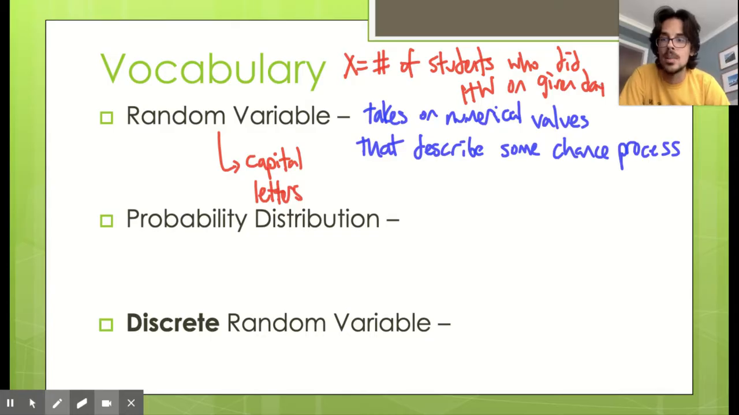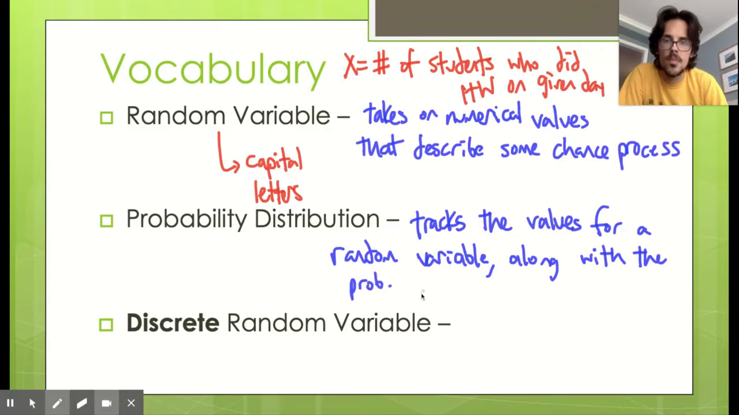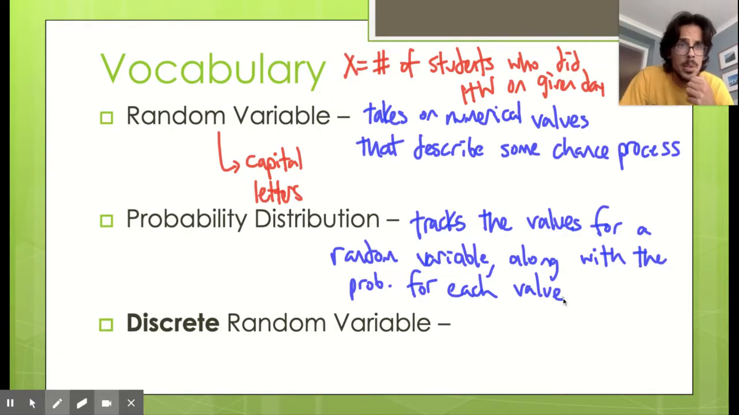That is called a probability distribution. So a probability distribution tracks the values for a random variable along with the probability for each value. This probably sounds a little familiar. Probability distributions are very similar to what we called probability models earlier on in the last chapter. And yeah, you can have a probability distribution. They're going to look like tables where you have the values that are possible along with the probabilities that go with each one.